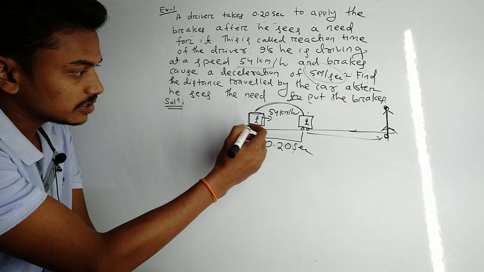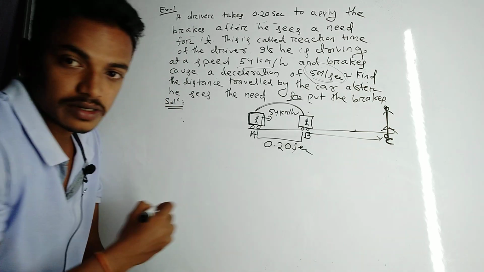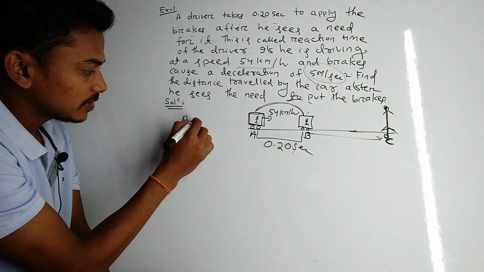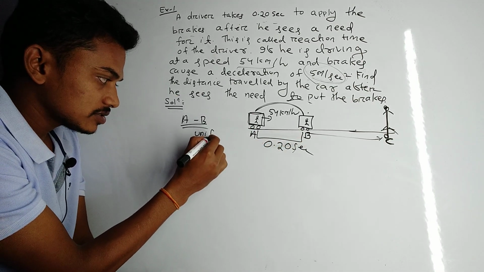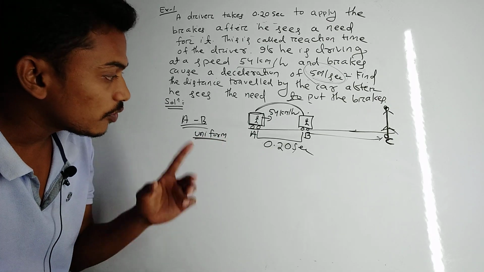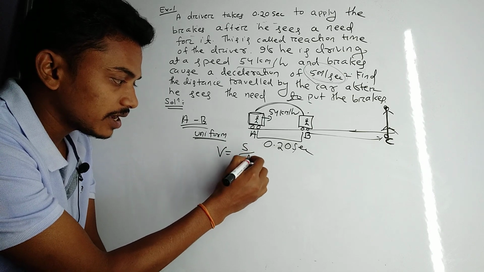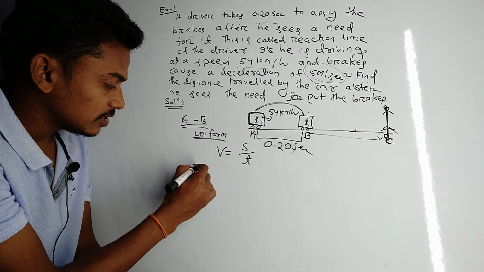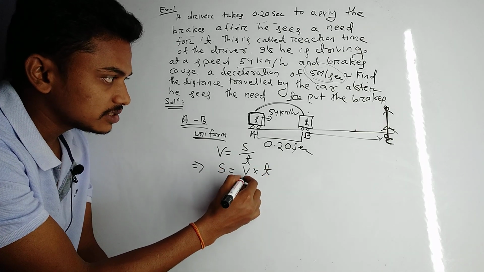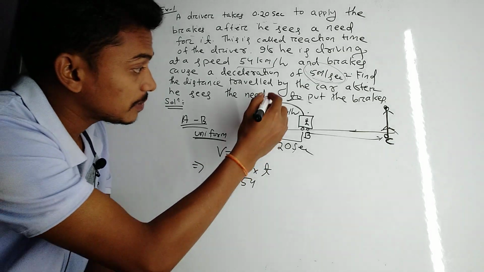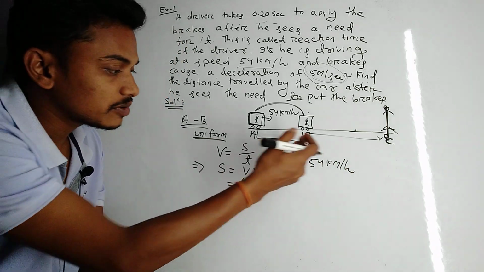Okay, so the solution. Suppose this is A, this is B and this is the C point. Consider the motion from A to B. During the motion from A to B the motion is uniform. For uniform motion we use that velocity is displacement by time, or distance by time. So displacement s is velocity into time. Velocity is 54 kilometer per hour, and time is in second, so we have to convert it into meter per second.